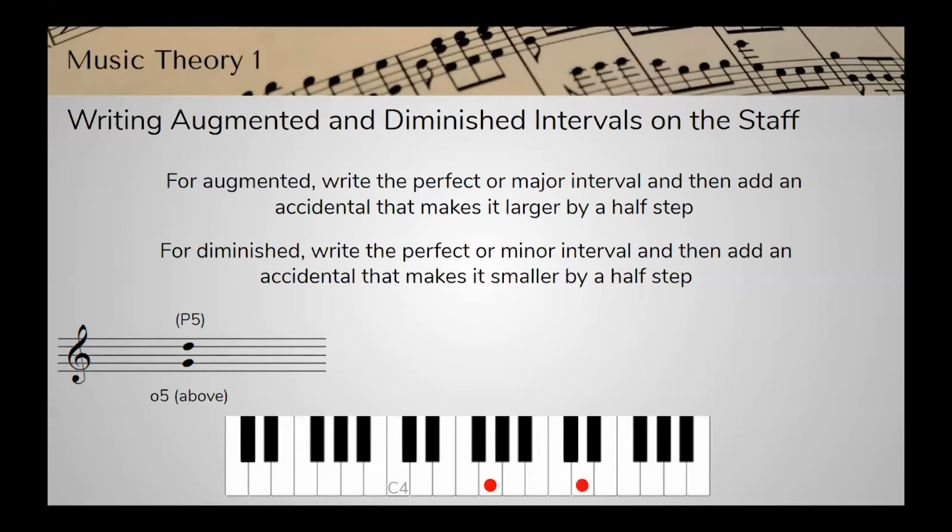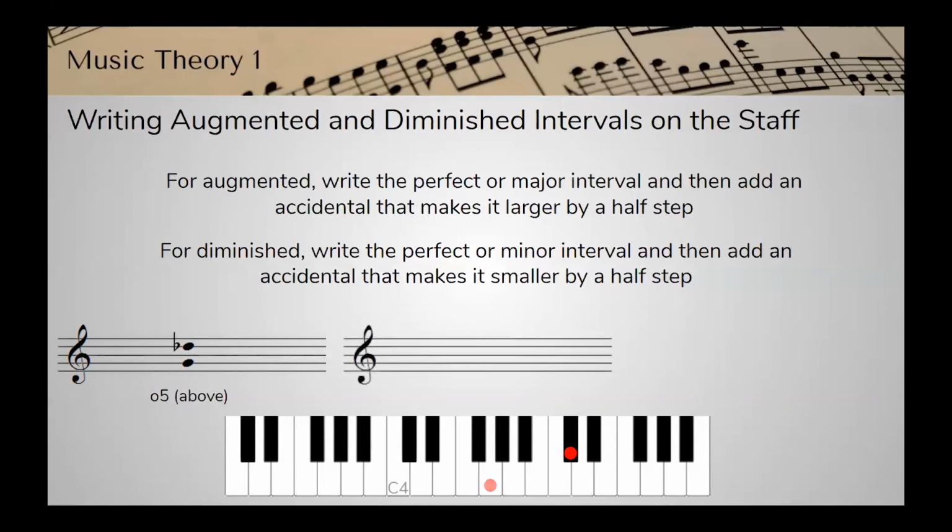That's the high note D on the piano. And we want to shrink this so that it becomes diminished. So we need to move that top note down by a 1/2 step. And in the notation, that means the D natural becomes a D flat. And so now it's still a fifth, okay, because it still needs to be a fifth, but it is smaller than it should be, so it's diminished.